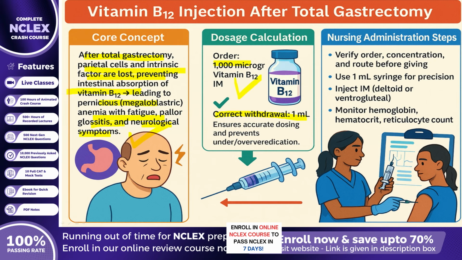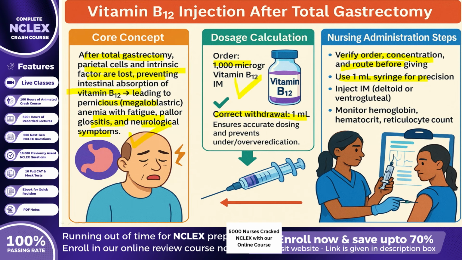It also underscores a vital nursing principle. Always confirm unit conversions before administering medication to avoid under- or overdosing. From a clinical practice perspective, the nurse must verify the provider's order, check the vial concentration, and confirm the correct route prior to giving the injection. Using a 1 milliliter syringe promotes accuracy.